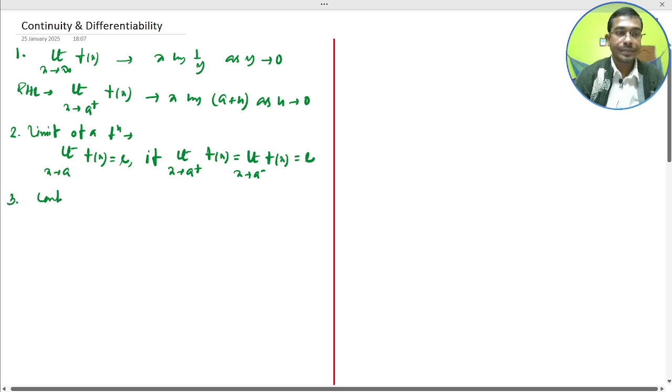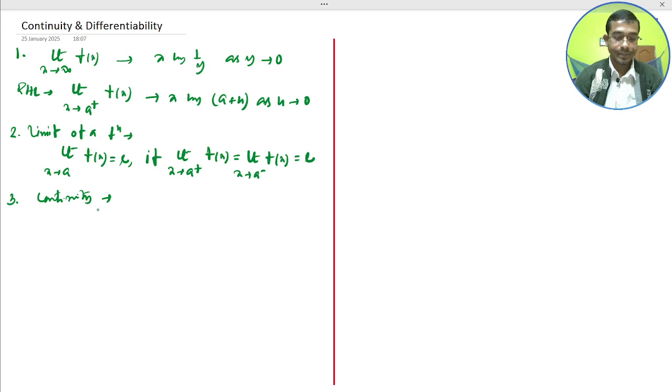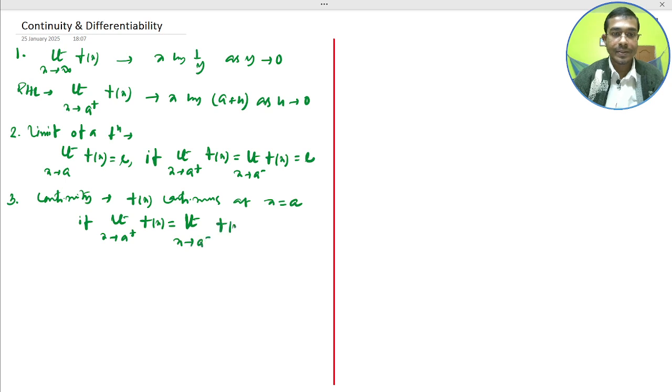Next, the continuity. Continuity means continuity at a point. Mathematically defined as f(x) is continuous at x equal to a if limit x tends to a plus of f(x) is equal to limit x tends to a minus of f(x) is equal to the function value at the point x equal to a, f(a). This is the continuity at any point.